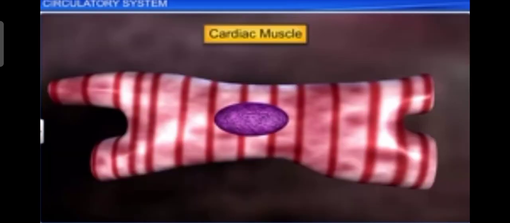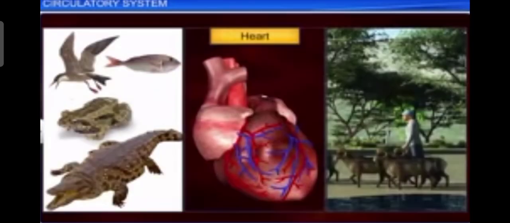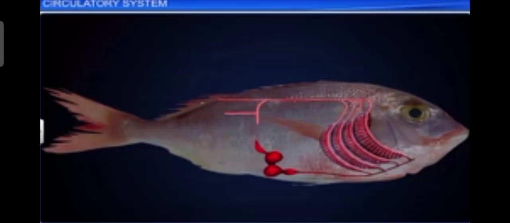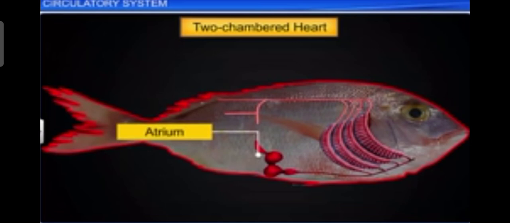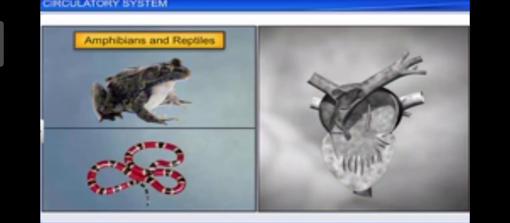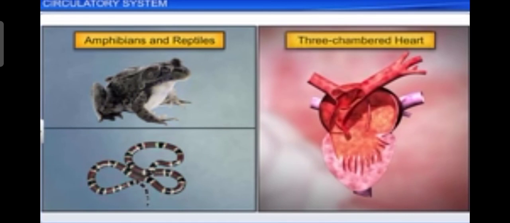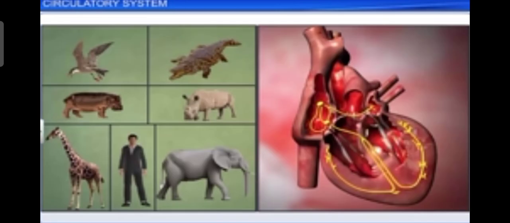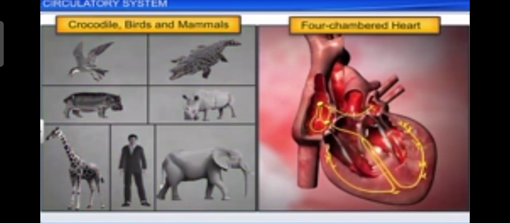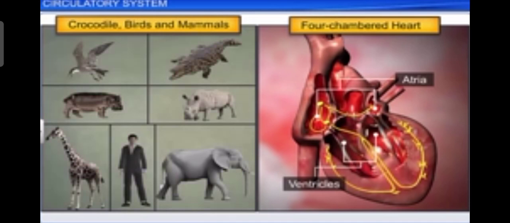Now, heart is made up of cardiac muscles, and all vertebrates possess a muscular chambered heart. Fishes have a two-chambered heart with an atrium and a ventricle. Amphibians and reptiles except crocodiles have a three-chambered heart with two atria and a single ventricle. Whereas crocodiles, birds and mammals possess a four-chambered heart with two atria and two ventricles.